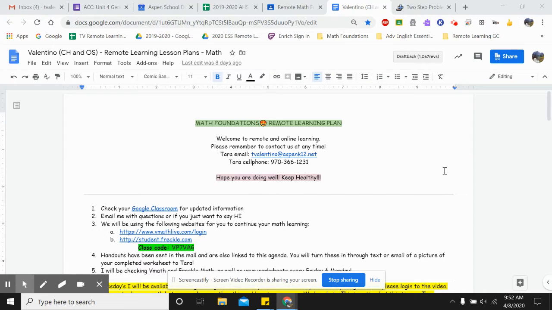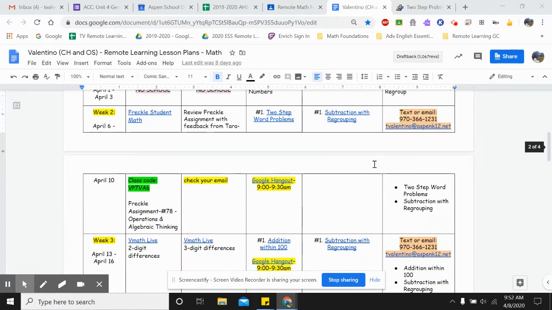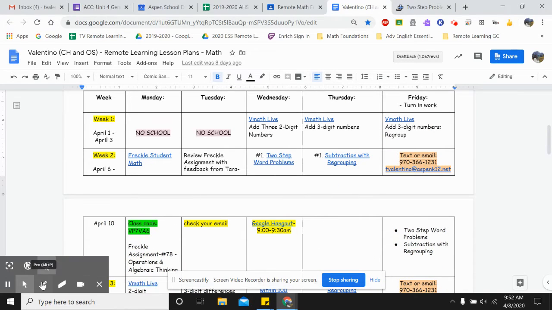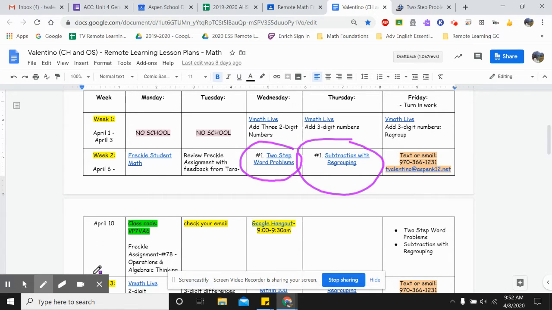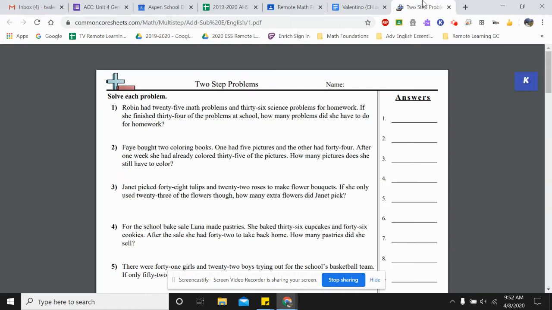I just wanted to remind you guys that you have two worksheets due this Friday. The first is the two-step word problems and subtraction with regrouping. I wanted to go over some tips and tricks on the two-step word problems, to remind you of some things to do in order to solve these really well.